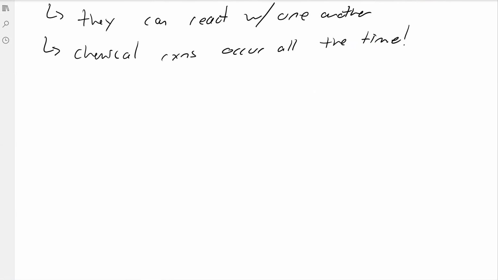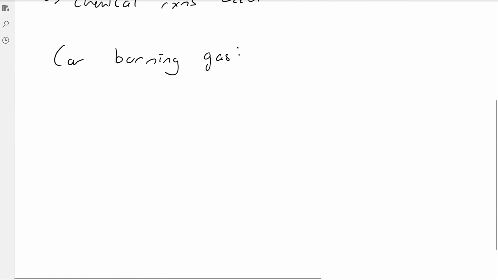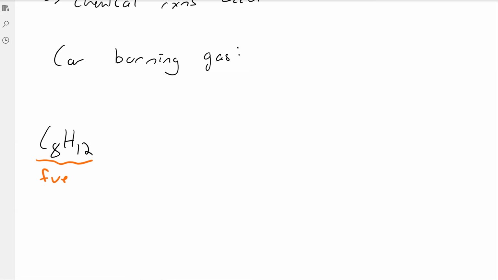So for example, maybe you drove your car today. When your car goes, it uses gas. So a car burns gas, and this is a combustion reaction. So what we take is some kind of hydrocarbon. In this case, we'll just use octane, but there are other hydrocarbons. It's just carbon and hydrogen in different amounts. This is our fuel. In this case, this is octane.